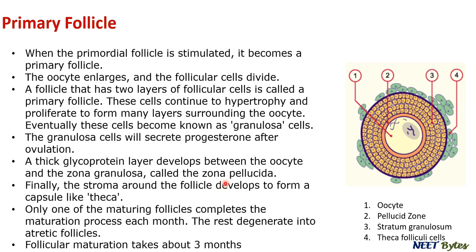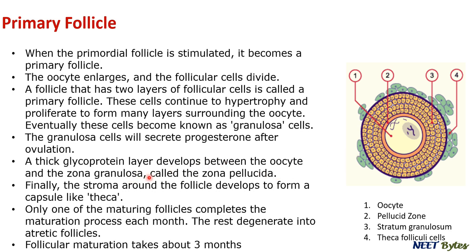Let's talk about the primary follicle. Now when the primordial follicle is stimulated, it becomes a primary follicle. The oocyte enlarges and the follicular cells divide. The follicle has two layers of follicular cells and is called a primary follicle. Within that, the cells continue to hypertrophy and proliferate to form many layers surrounding the oocyte. Eventually these become granulosa cells, okay, as you can see in the diagram. So this is what we call granulosa cells.